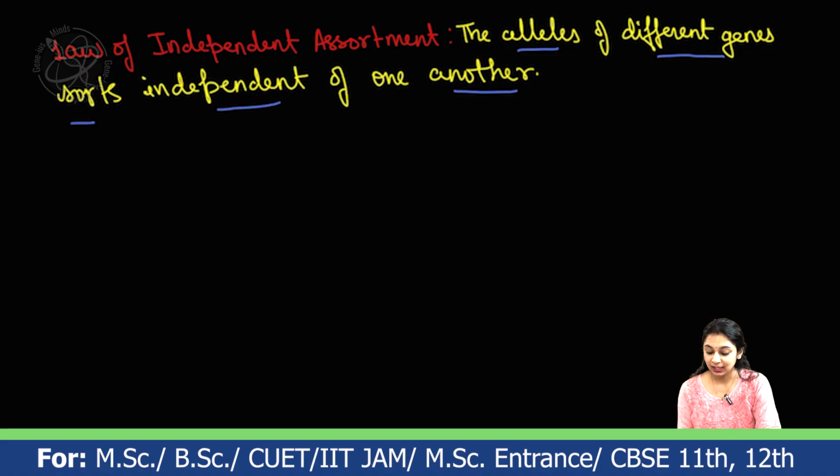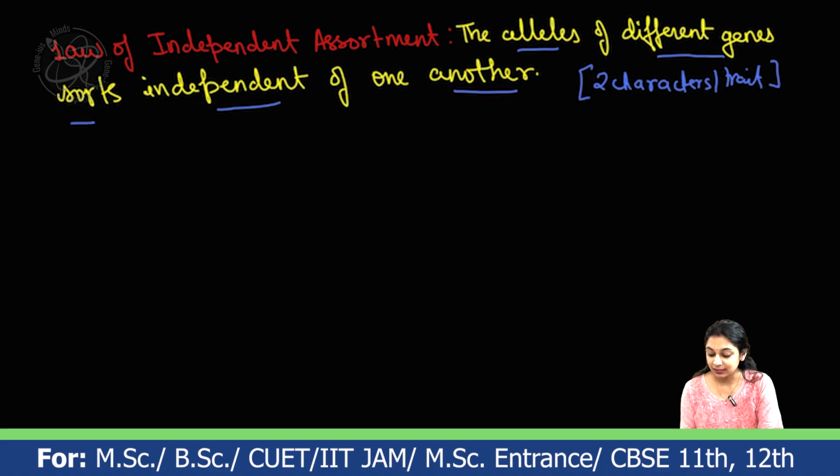What does it mean? If there are two different alleles coding for two different characters or traits, they are independent of one another. They play no role in governing the particular characteristics. So let's learn this law with the help of an example. Here the example we are going to take is of the dihybrid cross.